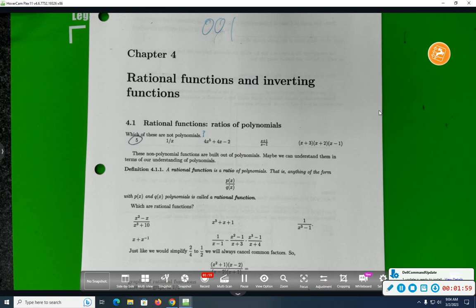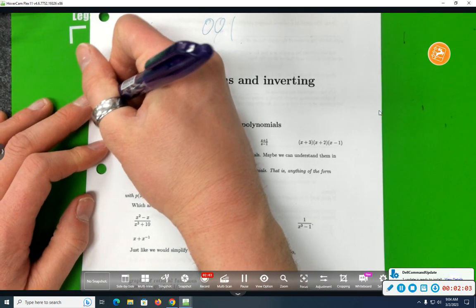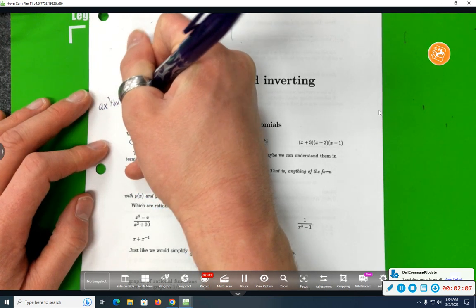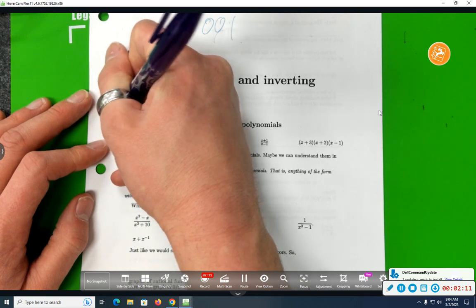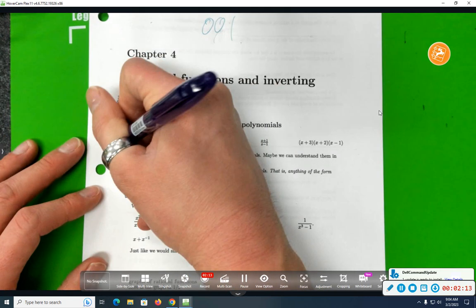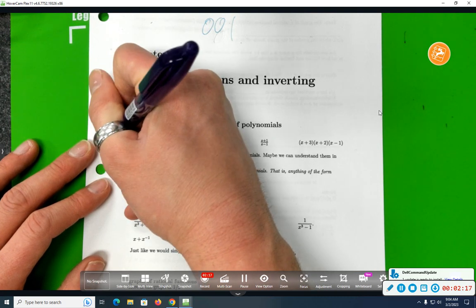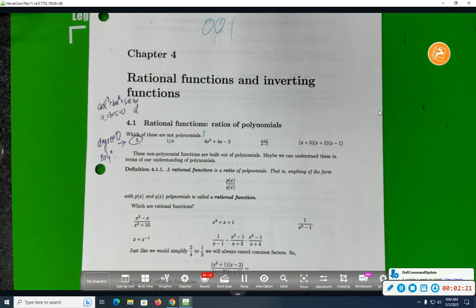Constants are polynomials. A polynomial is anything of the form like ax cubed plus bx squared plus cx plus d. Well, if all of a, b, and c are 0, then you just wind up with a constant term. This is what's called a degree 0 polynomial. So that is a polynomial.